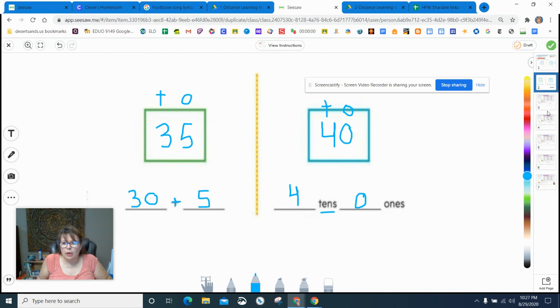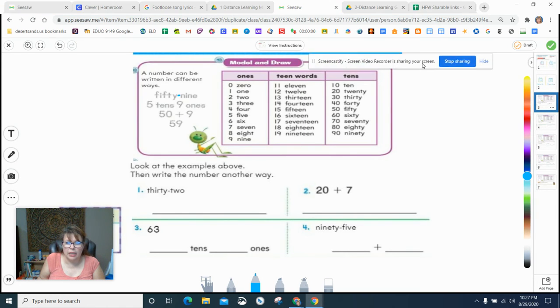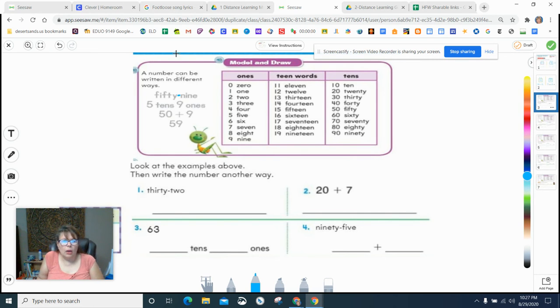So I'm going to go to the next slide so I can show you, and then you're going to be doing it by yourself, because now we're going to be looking at some words. Okay, now on the top left, it says a number can be written in different ways. It can be in a word, see, 59. And when we have 59, we separate it with a hyphen, and then we write the word 9.